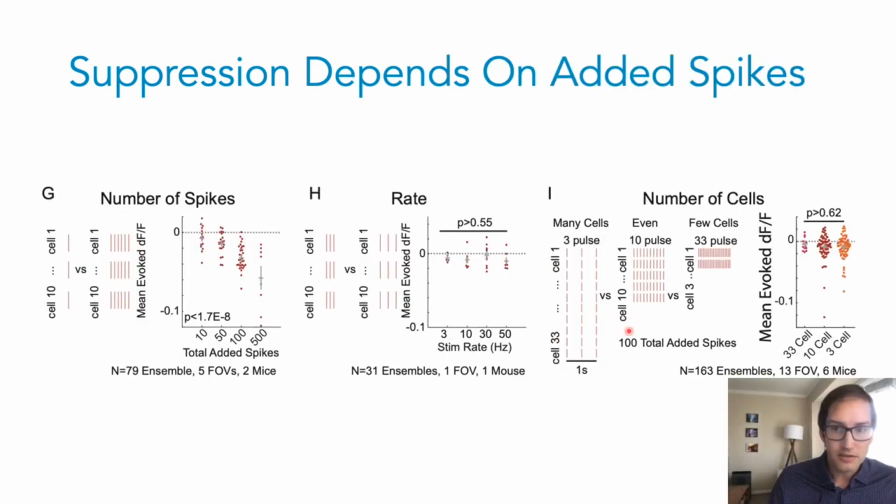This suppression, this mean suppression, depends on the number of spikes added and not on the rate or the number of cells that went into driving that effect. So if you add a few pulses into many cells or many pulses into a few cells, you get the same level of suppression.